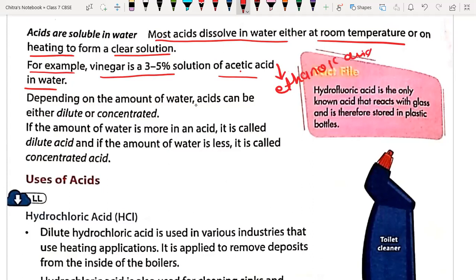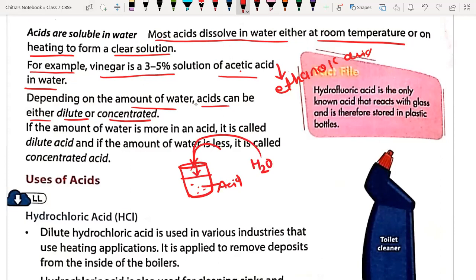Depending on the amount of water, acid can be either dilute or concentrated. If acid is more and water is less, it is concentrated. If acid is less and water is more, it is dilute. Suppose here we have one container with acid. It is strong, or we can say concentrated. But if we add water here, H2O, it will become dilute.